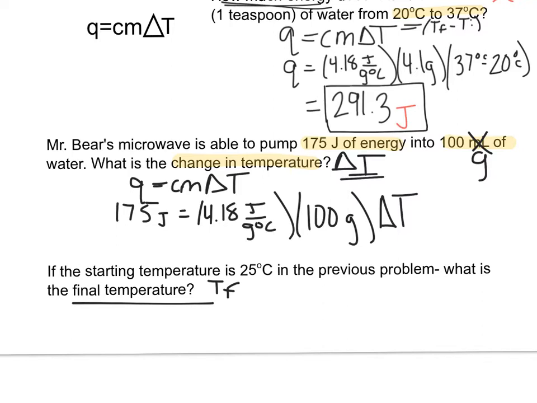When we plug in these values and multiply and do some division, we get a delta T value of 0.42 degrees Celsius. And we get that by doing 4.18 times 100, and then we divide it across. So that would be 175 divided by 418. So we get a change in temperature of just under a half a degree Celsius. It's not a lot of energy. It is a lot of water.